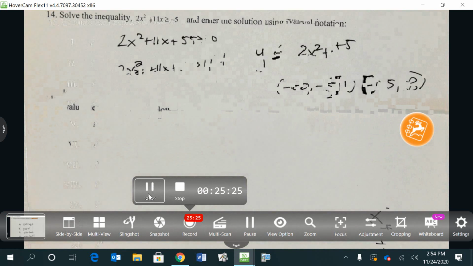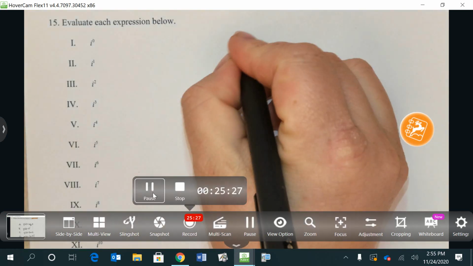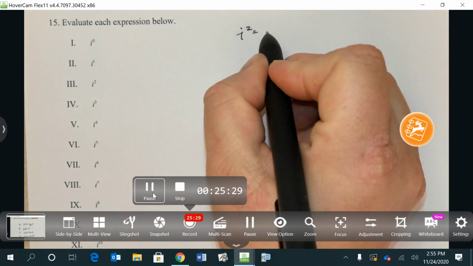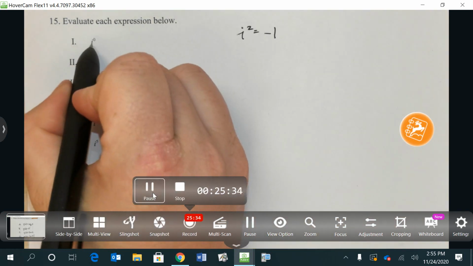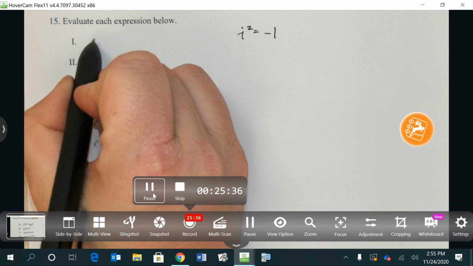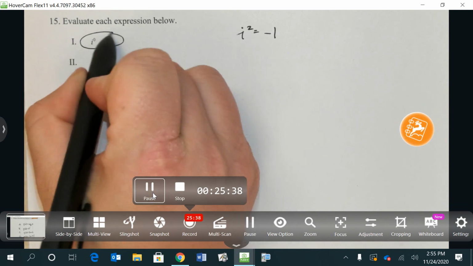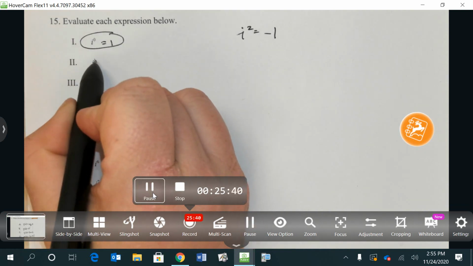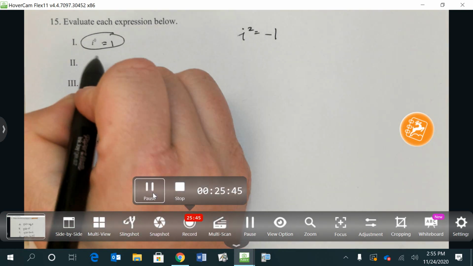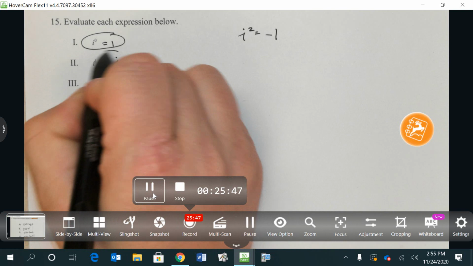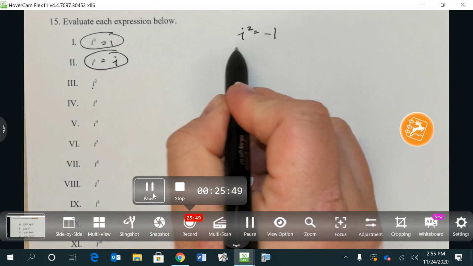Let's talk about i's, imaginary numbers. Remember that i squared is equal to negative 1. Keep that in mind. So I'm going to go through this. Any number raised to the 0 power is 1. And i to the first, well, 2 to the first is 2, 3 to the first is 3, 4 to the first is 4. i to the first is i. I know that i squared is negative 1.